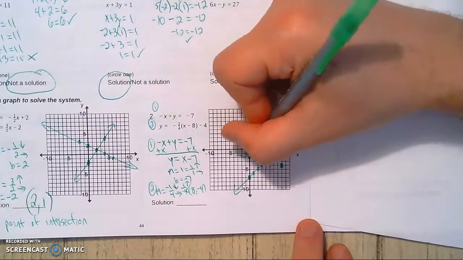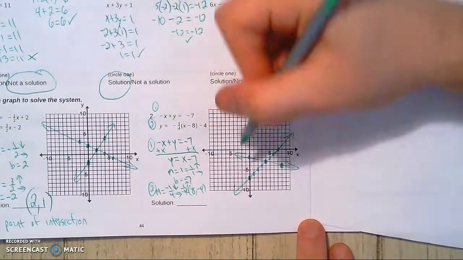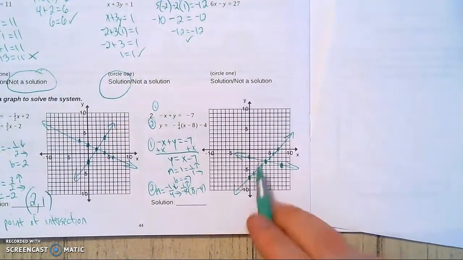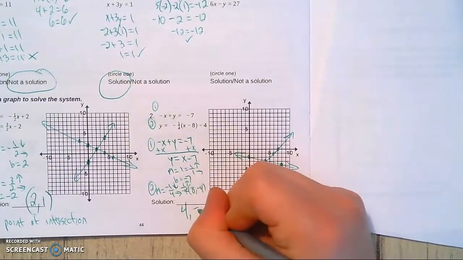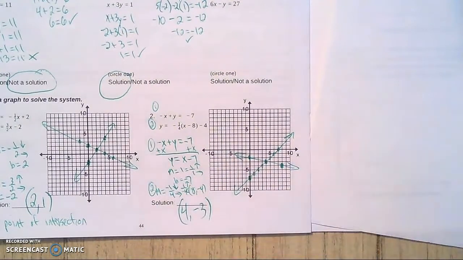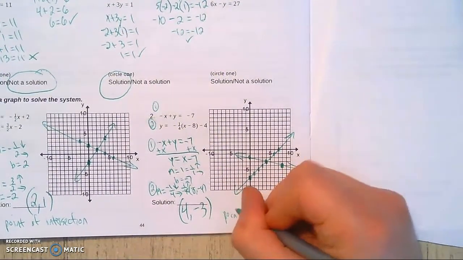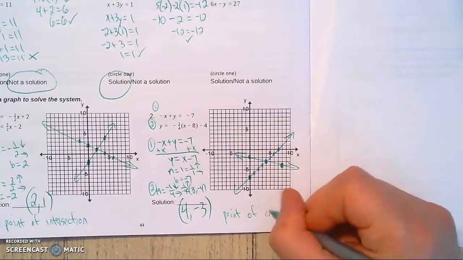And when I connect those and graph that line, you notice the point of intersection right here at over 4, down 3. That's 4, negative 3 is the solution, and that's the point of intersection.